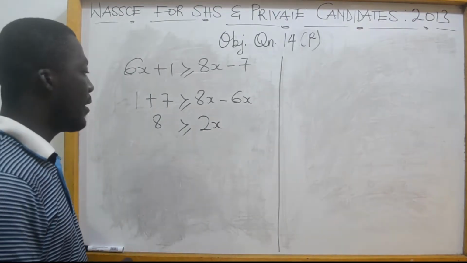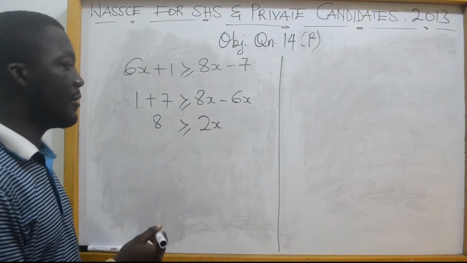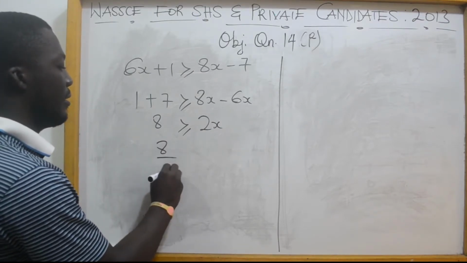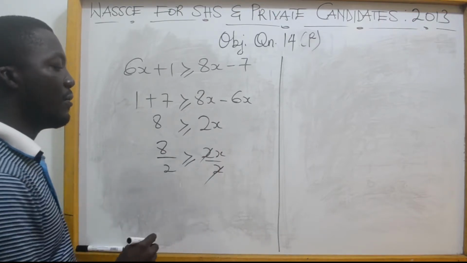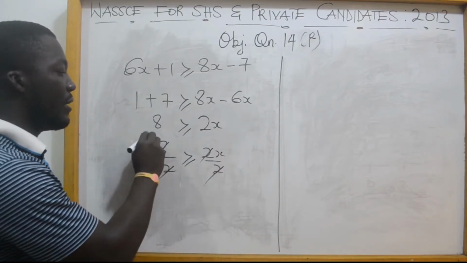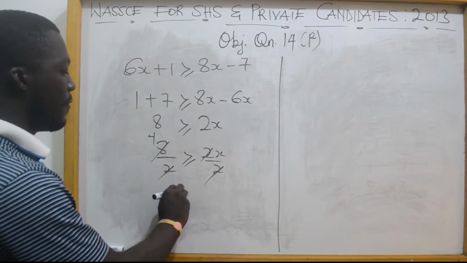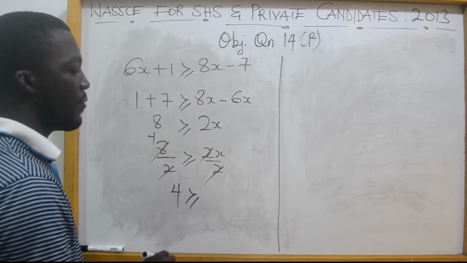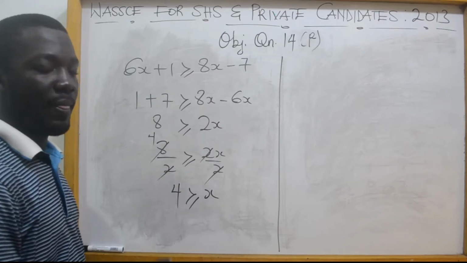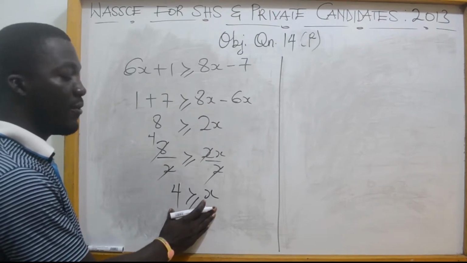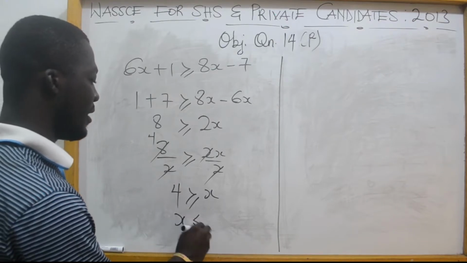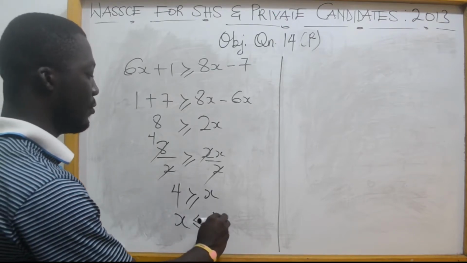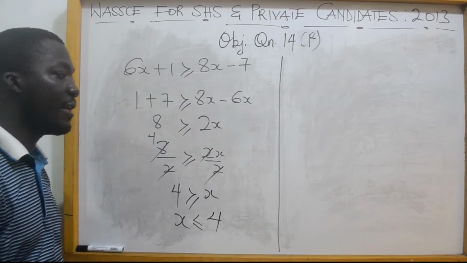2x. And you want to find x, so we divide both sides by 2. This one will cancel out. 2 into 8 is 4. So 4 is greater or equal to x. And the same inequality can be written as x is less or equal to 4. They are the same thing.